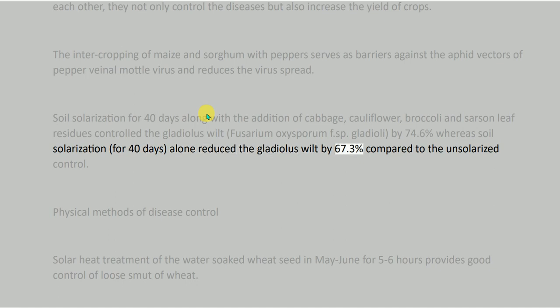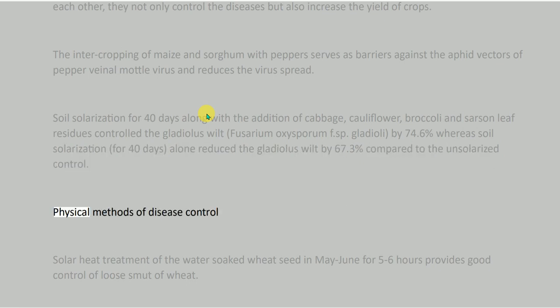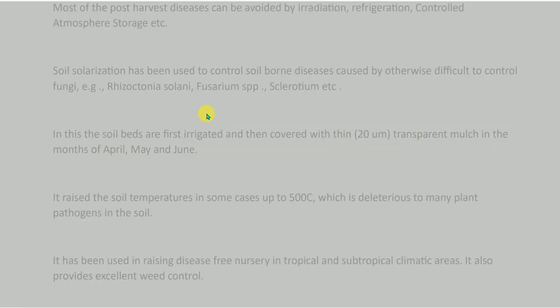5. Physical methods of disease control. Solar heat treatment of the water-soaked wheat seed in May to June for 5 to 6 hours provides good control of loose smut of wheat. Most of the post-harvest diseases can be avoided by irradiation, refrigeration, controlled atmosphere storage etc.